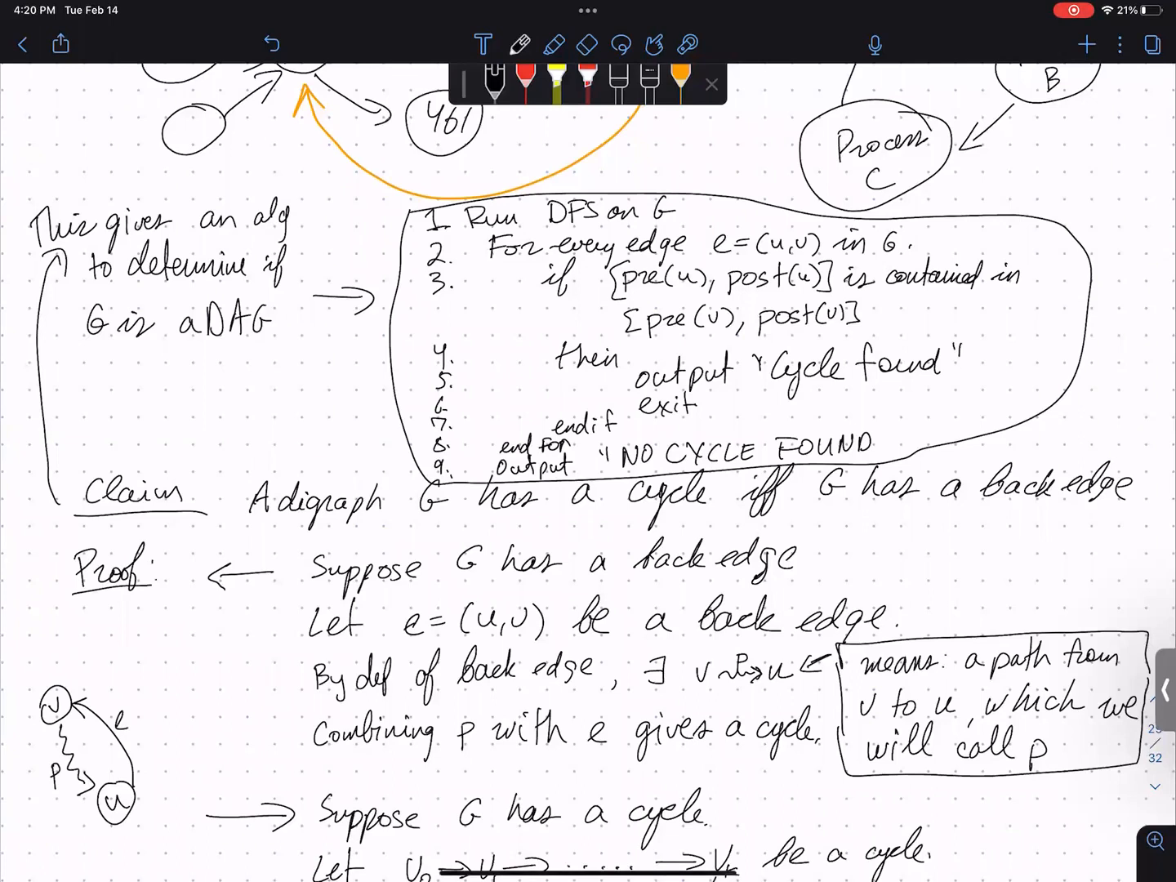And this algorithm's runtime: DFS is the usual theta n plus m. And the rest is just a loop that takes m time. And in here, we're just doing constant work. We're just comparing 4 numbers. So the running time is dominated then just by the DFS.